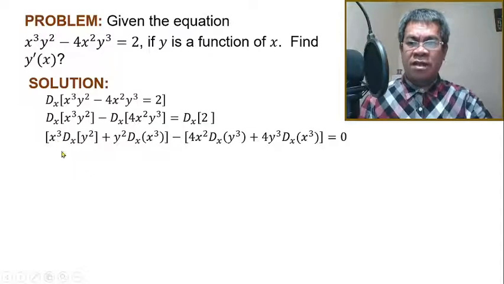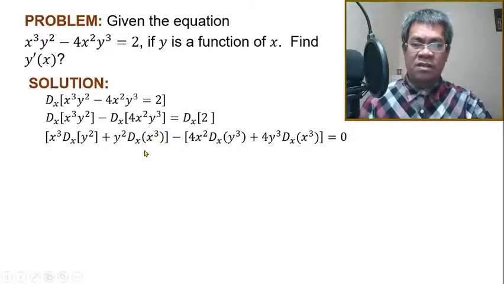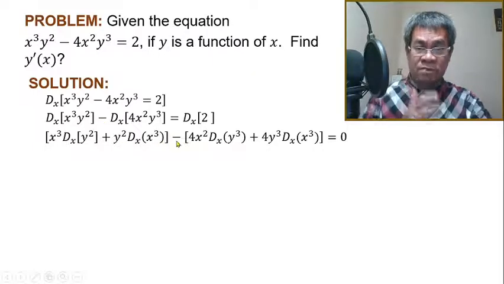Then apply. Copy the first factor, leave it as x cubed. Take the derivative of the second factor, y squared. One at a time. By the way, the derivative of this one is these 2 terms. This time copy the y squared, but differentiate the other factor. One at a time. Then this minus is this one.